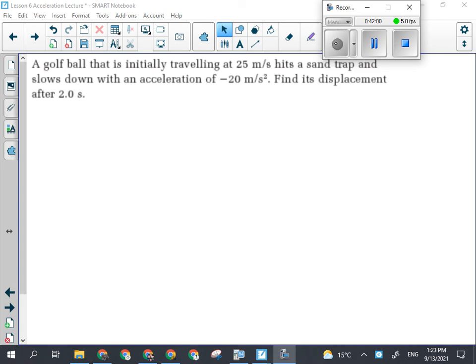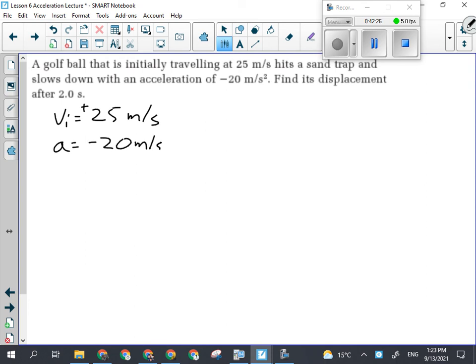So I have to write down my givens. Initial velocity is 25 meters per second. They don't outright say this because they don't ever give us any directions, but they gave us a negative, so I have to write that this one is positive. It was traveling forwards initially. Nobody hits a golf ball backwards very often. And our acceleration is negative 20 meters per second squared, and the time is 2.0 seconds. We're looking for displacement.